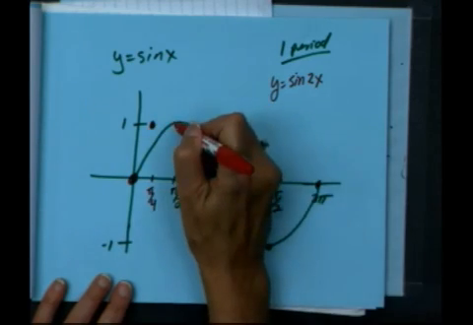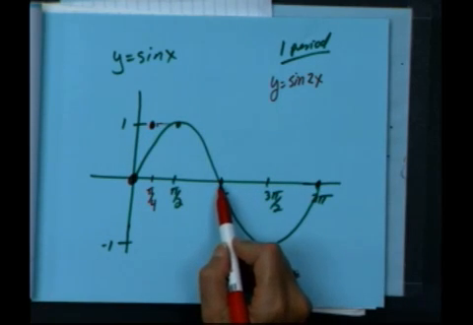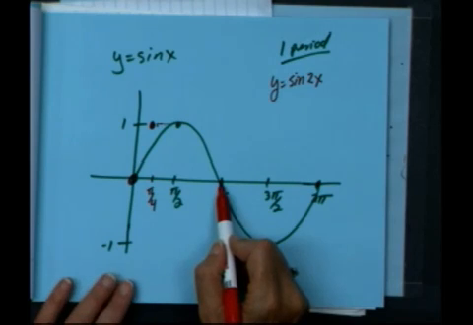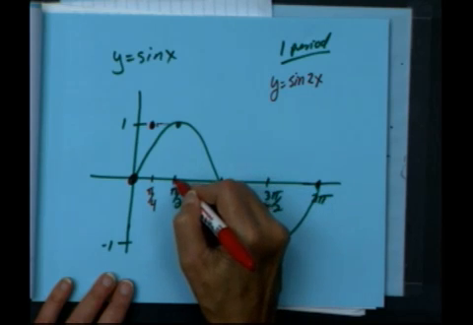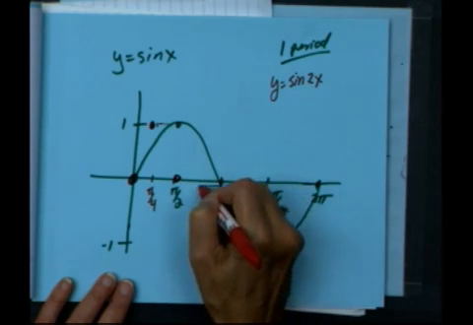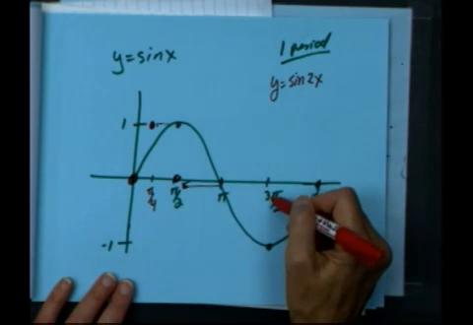So this is going to go here. This old x value is pi, so we'll multiply it by a factor of a half. So now we're at pi over 2. So this one comes over to here. And this old x value is 3 pi over 2, so we'll multiply it by a half.